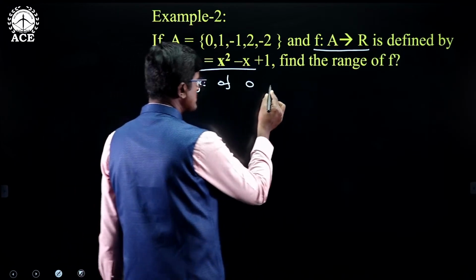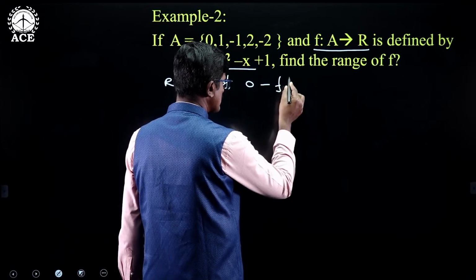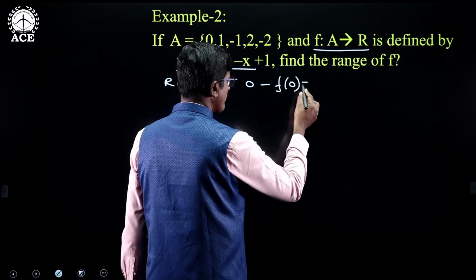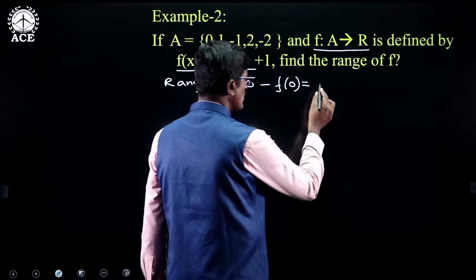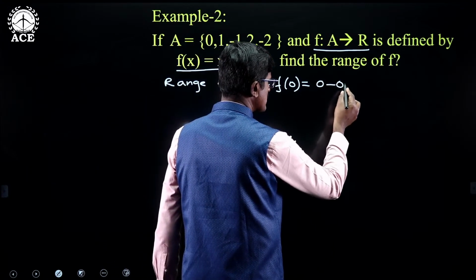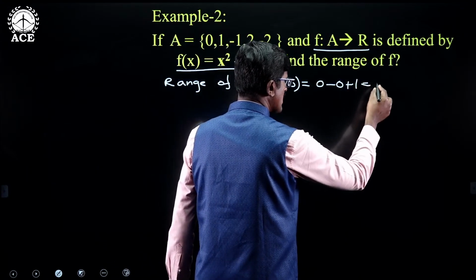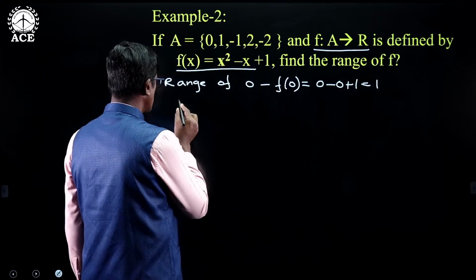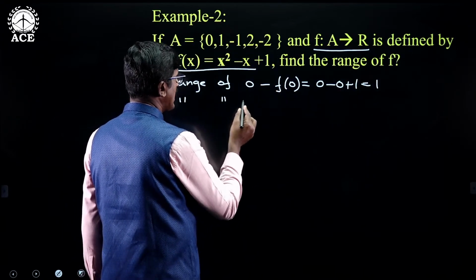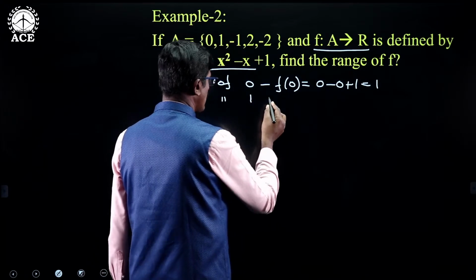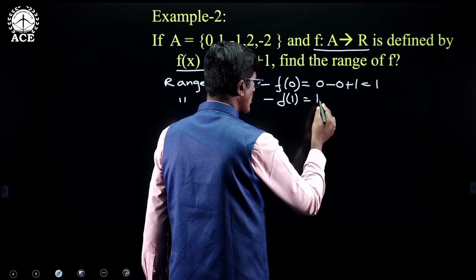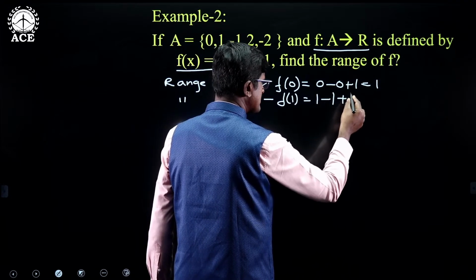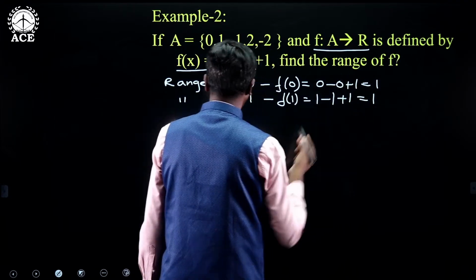The range of 0 is nothing but f of 0. They have given f of x equals x square minus x plus 1. Put x equal to 0: 0 square minus 0 plus 1, which is nothing but 1. Next, the range of the element 1 is nothing but f of 1. This is equal to 1 square minus 1 plus 1, which is nothing but 1.